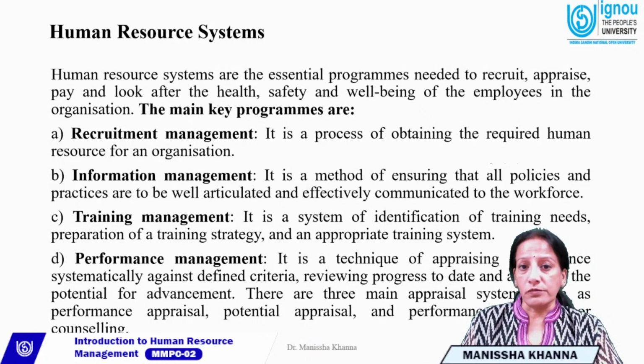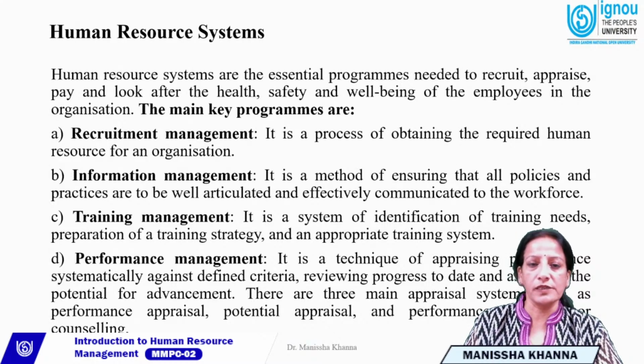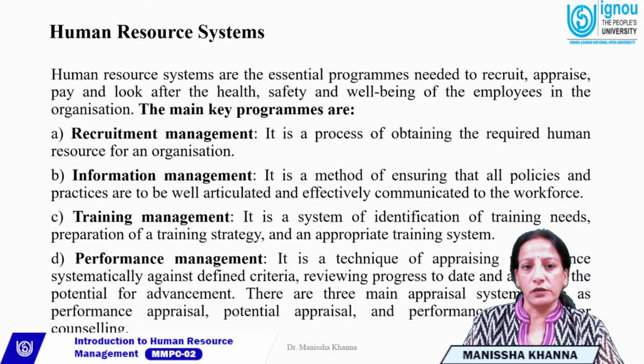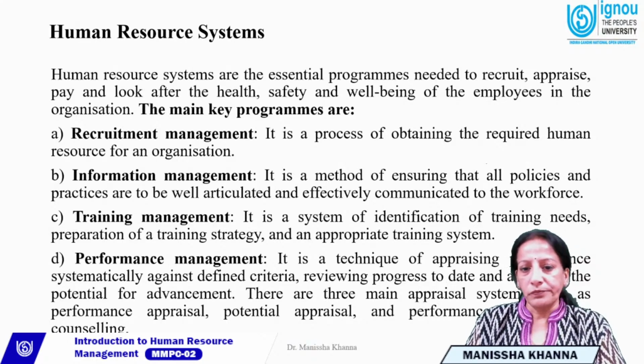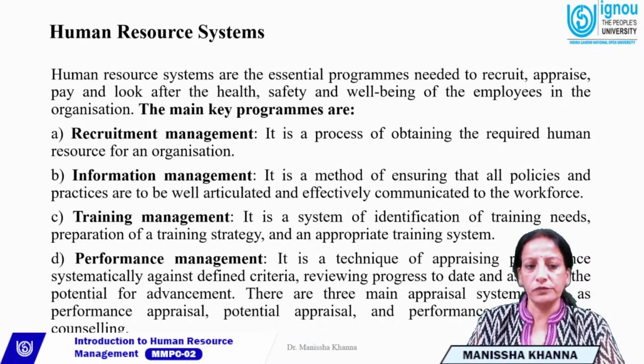Human resource systems. When we talk about the system, it comprises all the recruitment and appraisals, the pay, and the safety, health, and well-being. Holistically, it looks after all the essential programs revolving around that. The main key programs are recruitment management, which is the process of obtaining the required human resource for an organization. Information management, which we also call HRIS.